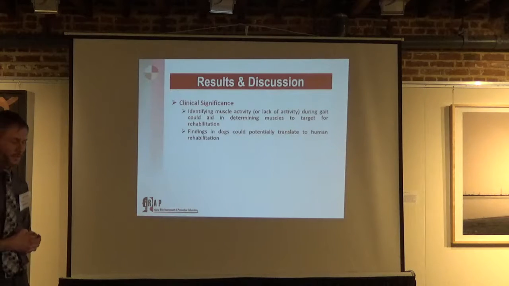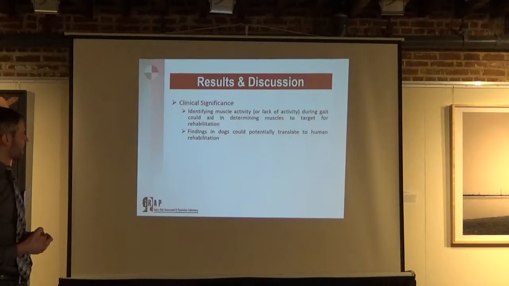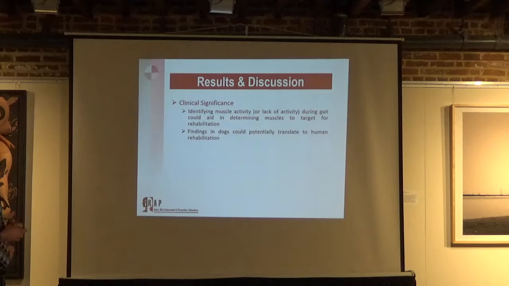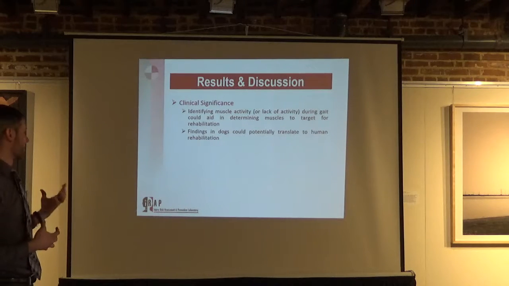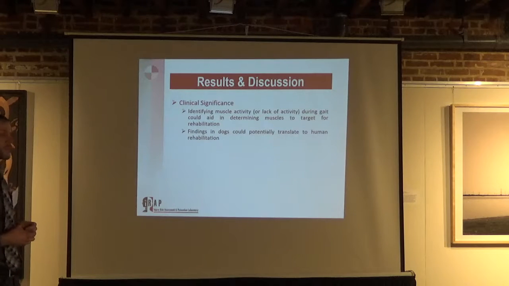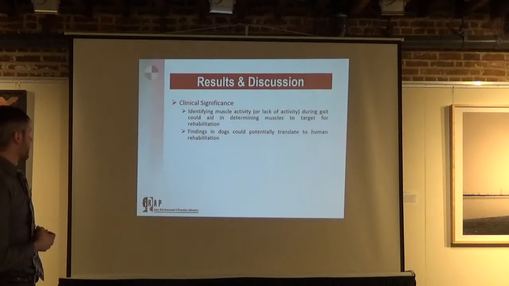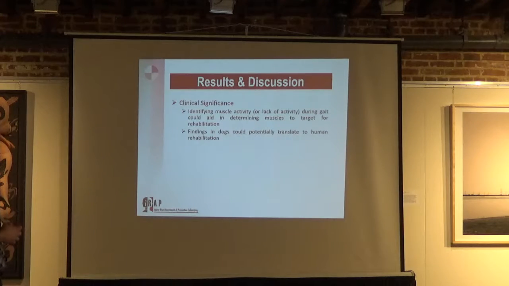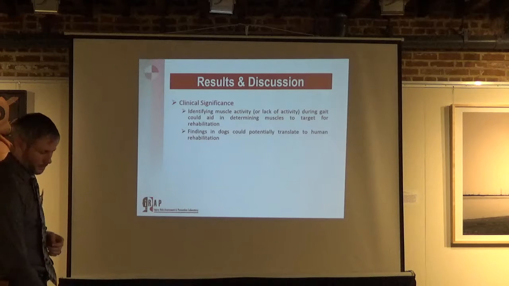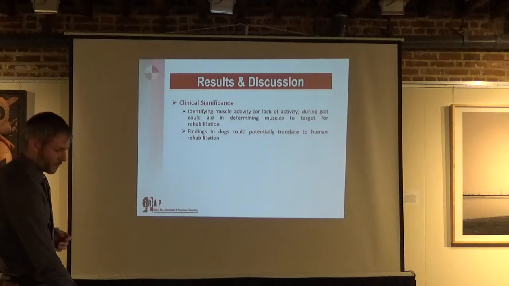Trying to tie this all together, some clinical significance is that if we can identify some muscle activity, or maybe even lack of activity during gait, this could aid in determining muscles to target for rehabilitation purposes. Also, the findings in dogs could potentially translate to human rehabilitation, as was indicated previously. So some of these same principles can be applied in humans.